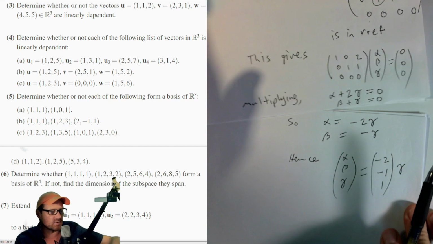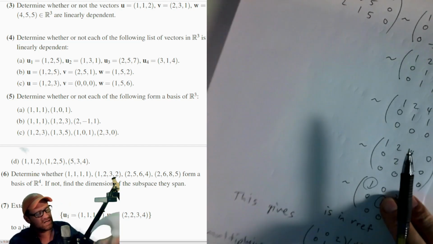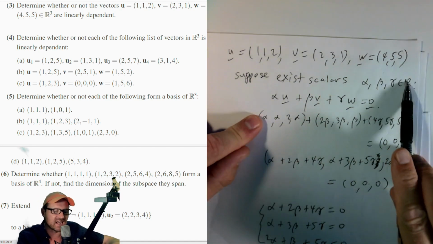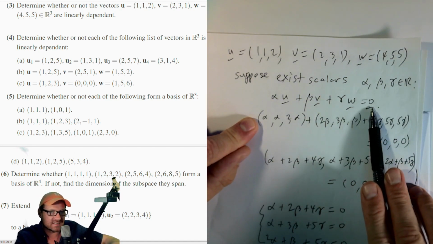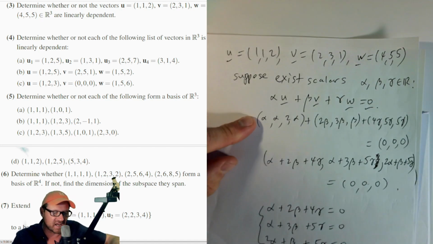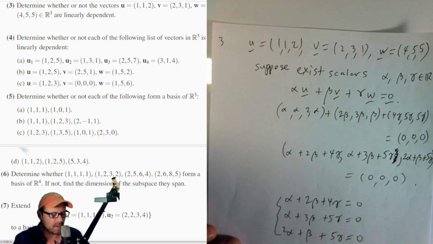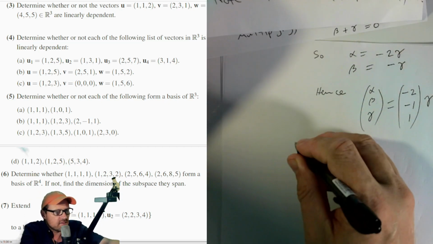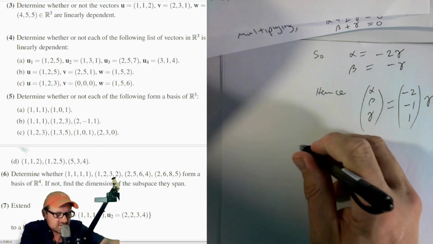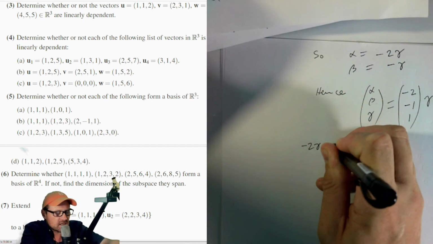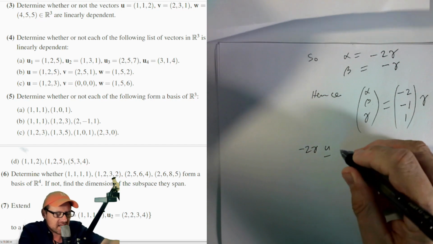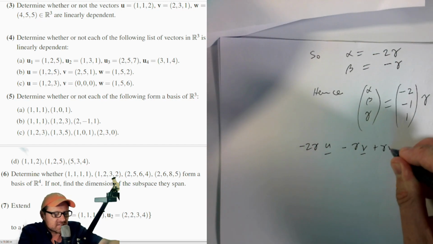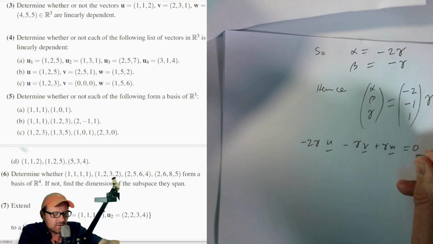So now let's go back to our original assumption here. The original assumption is, suppose there exist alpha, beta, gamma scalars such that this equation is satisfied. We actually found the alpha, beta, and gamma in terms of gamma. So think about what this says now. This tells us then that since alpha is minus 2 gamma, we have minus 2 gamma times u. Beta is minus gamma, so minus gamma times v, and then plus gamma times w. This is the 0 vector.